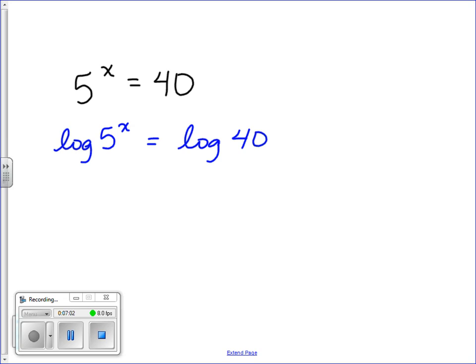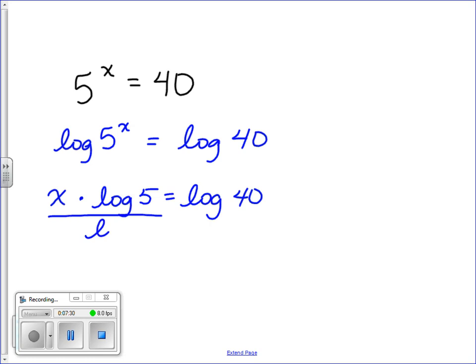Okay, according to our little rules, our blue rules, where can that x now go? In front. So now, instead of log of 5 to the x, it's x times the log of 5 equals the log of 40. And everybody in this room knows what I can do to undo x times something, right? What do I do? Divide by it. So I'm going to divide by the log of 5. Divide by the log of 5. X is now by itself.